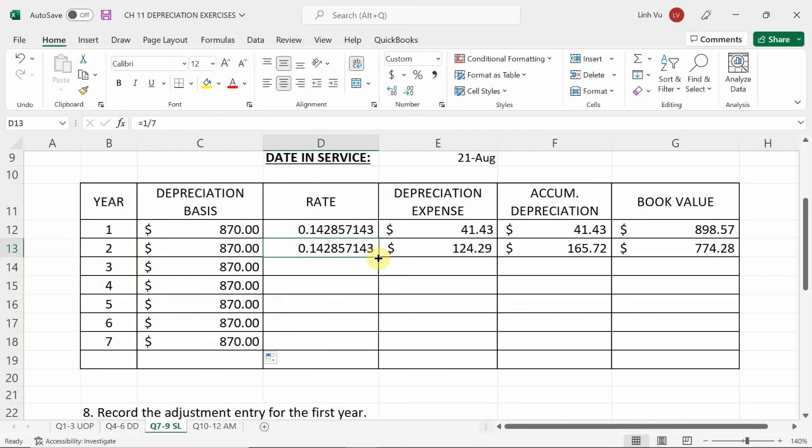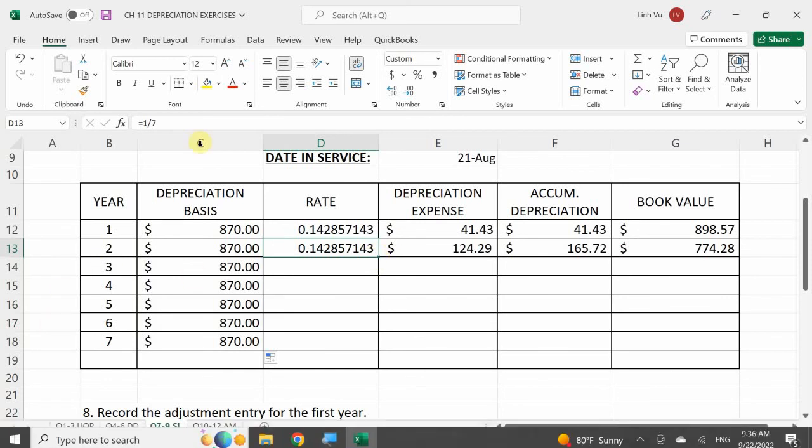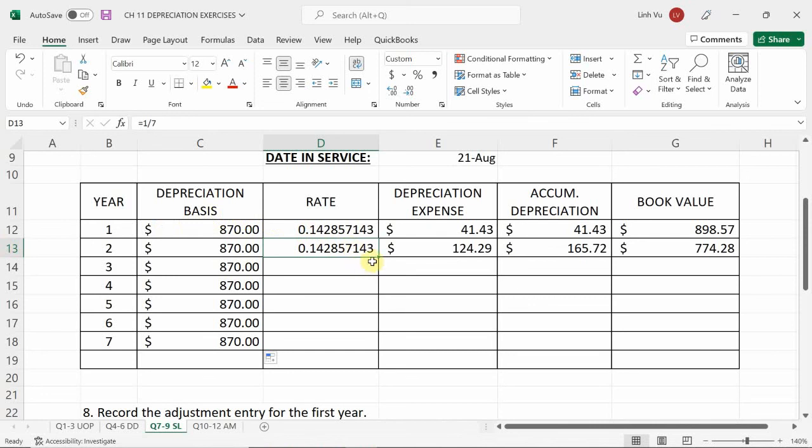All right. Number 3. So for year 3, right? What would my rate be? The same. It would still be 1 over the estimated useful life of 7. So in this case, all 7 years are going to be the same.